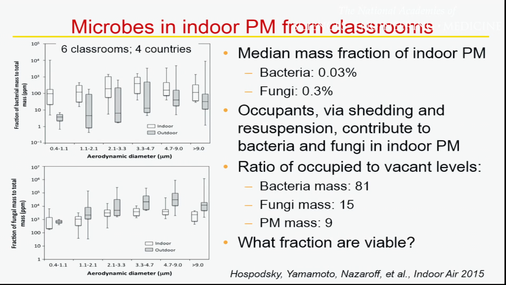So in the case of bacteria, they found that when occupied, the level was about 80 times larger than when the classroom was empty. In the case of fungi, about 15 times larger when occupied versus when empty. And in the case of PM, about 10 times larger. So you see how important the occupants are to the microbes associated with indoor PM. What we don't know, this work was based on gene sequence analysis, is what fraction of these microbes are viable.